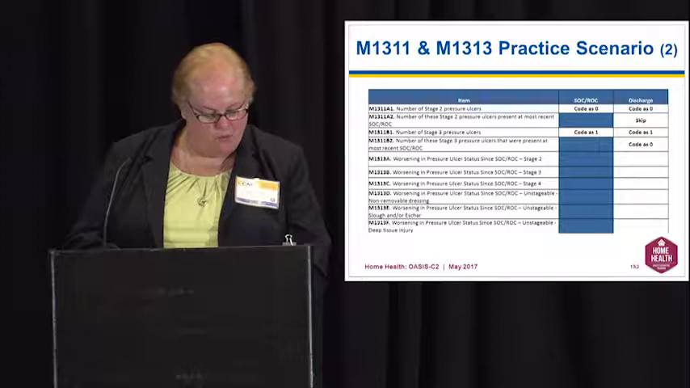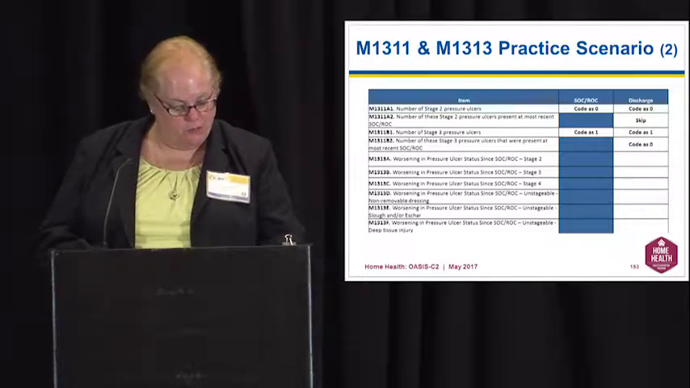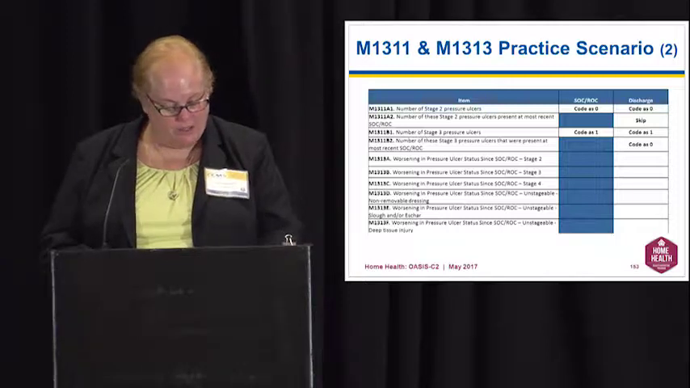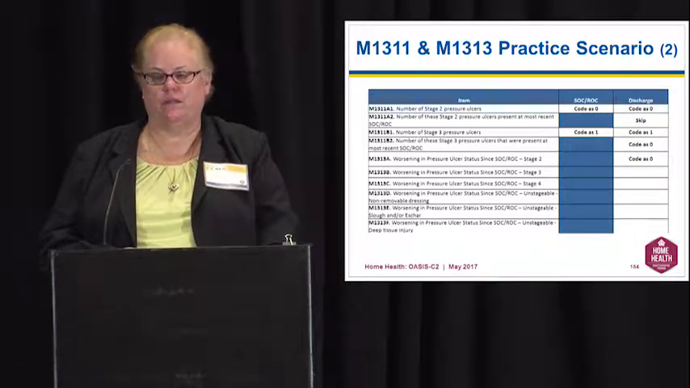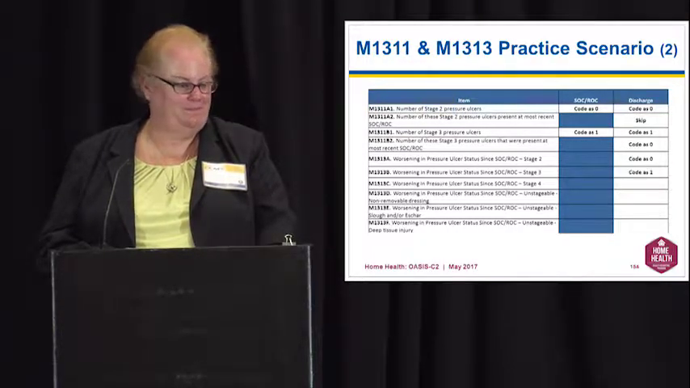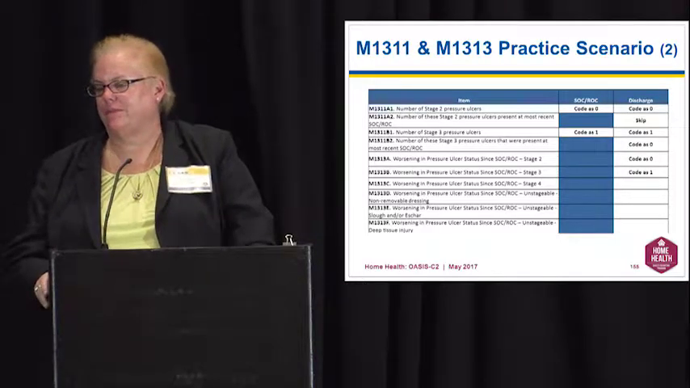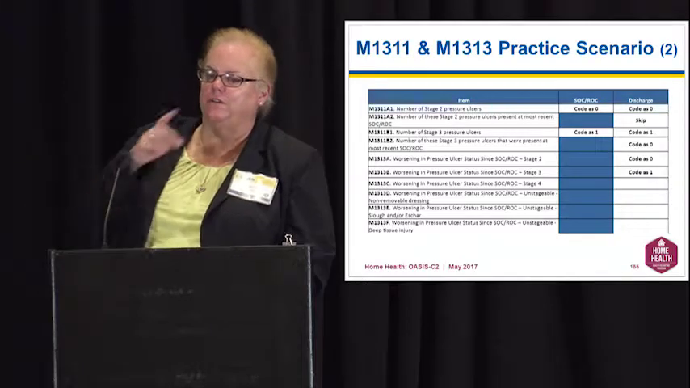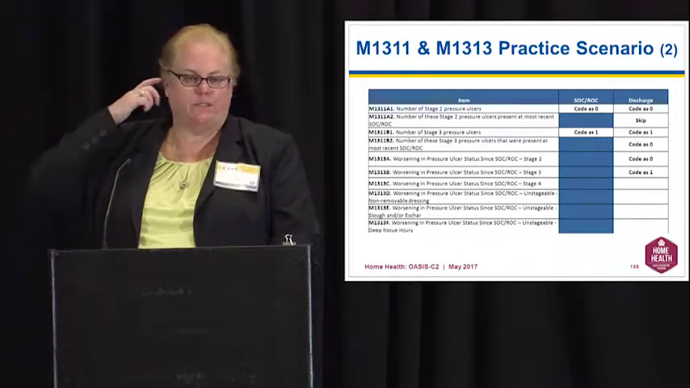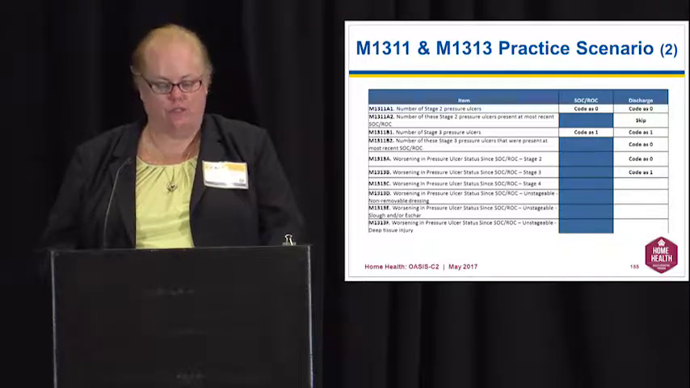Okay. And then worsening, now we're into the M1313 questions. So worsening of pressure ulcer status since SOC/ROC, stage 2, right? How about stage 3? He has a new stage 3. Remember, it's new or worsened. So we had the one, and then it healed, but he developed a new one on the other hip that wasn't present on start of care. Okay, so it's new or worsened.